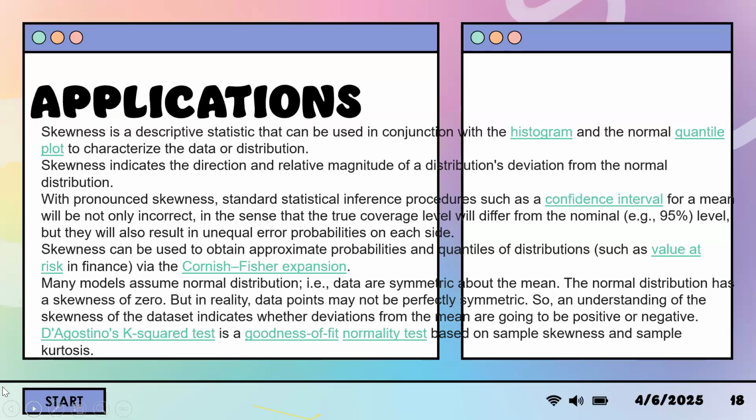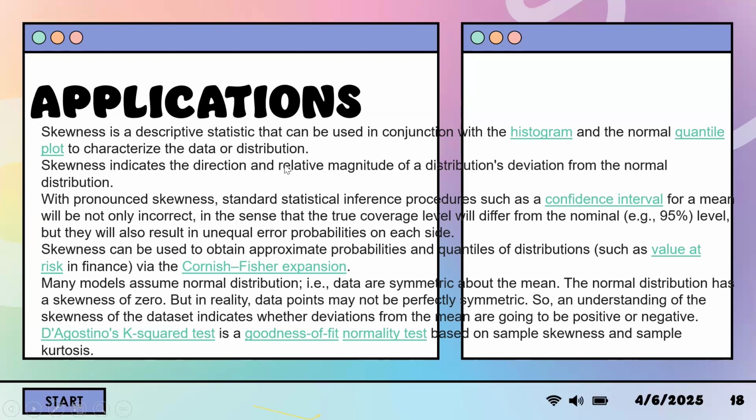So what are the applications for the skewed distribution for data? Why are we concerned about the skewness of data and what can we get out of it? Skewness is a descriptive statistic that can be used in conjunction with the histogram and the normal quantile plot to characterize the data or distribution.